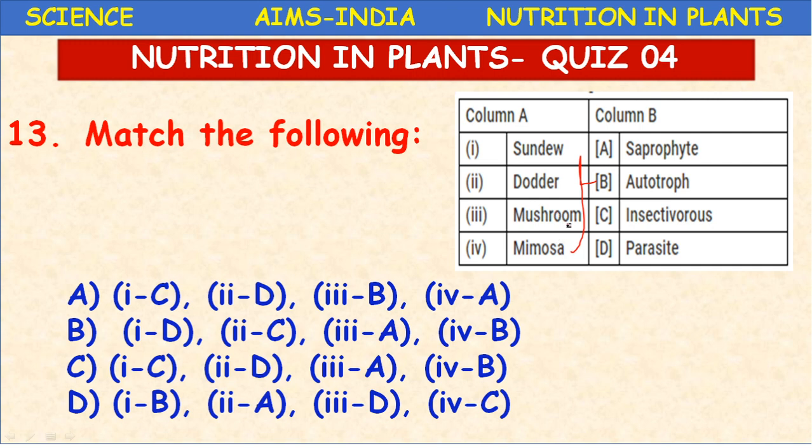Okay, are you trying? Yes. Then what is a sundew plant? Sundew plant is an insectivore. Okay, dodder plant is a parasite. Okay, and mushroom is a saprophyte.